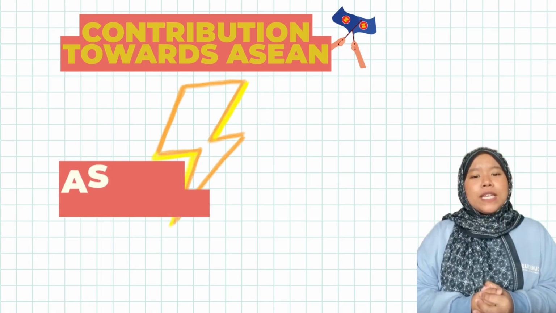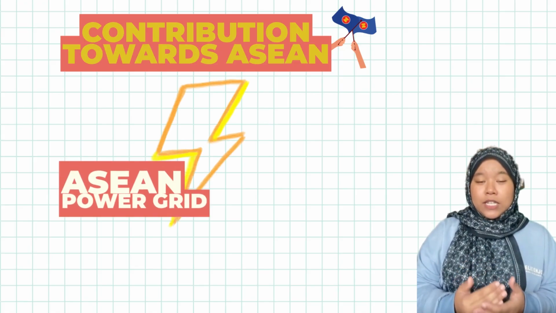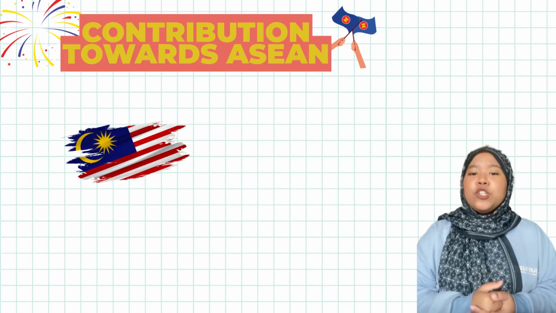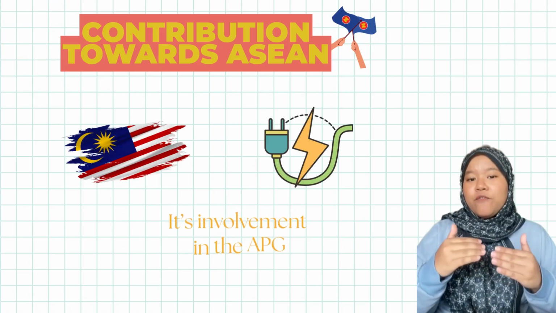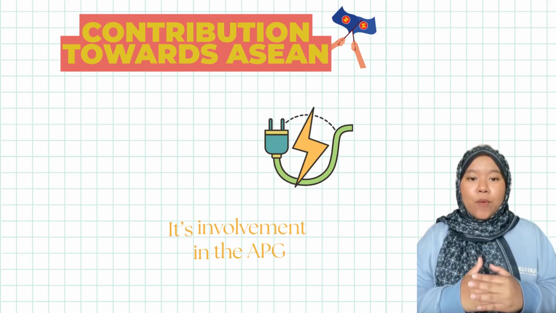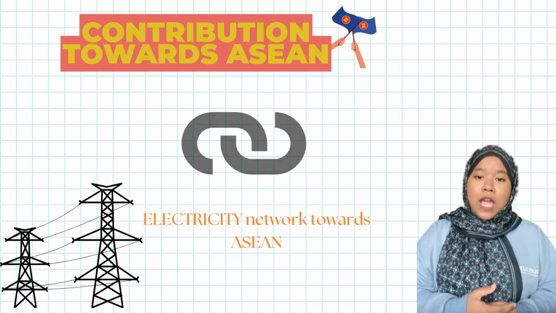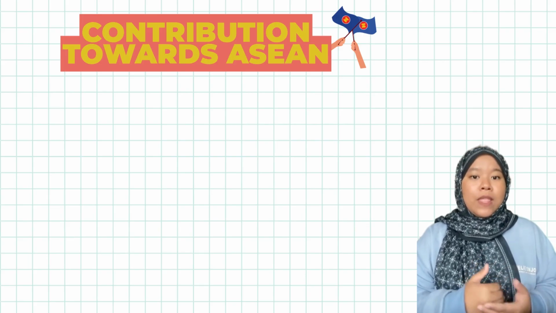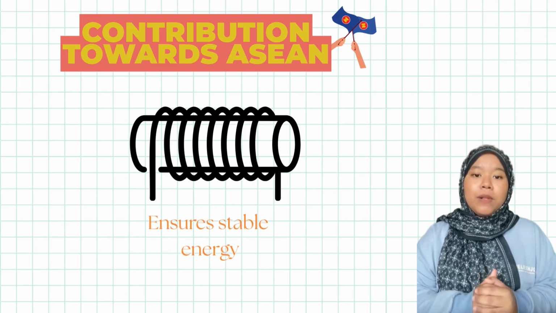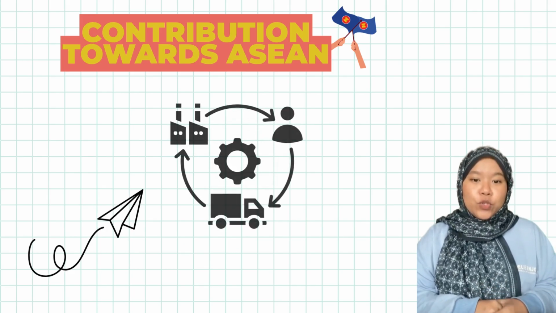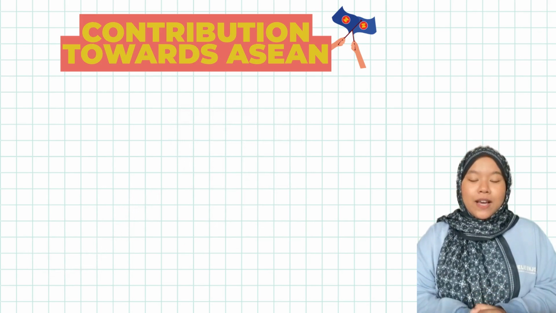And the last one is the ASEAN Power Grid. This is one of the ideas Malaysia supports most. Malaysia contributes to ASEAN through its involvement in the ASEAN Power Grid. This initiative connects electricity in a network between ASEAN countries. It helps ensure a stable energy supply in the region. So that is the contribution of Malaysia toward ASEAN.